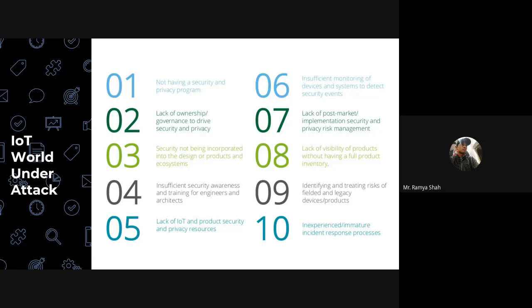Again, one more thing. There should be a question in our mind when we are purchasing. It's using this version of Bluetooth. Are you sure that this is the safer version of Bluetooth? We should be having that question. Because these are the entry points, these are the attack surfaces which criminal minds are targeting. The next is identifying and treating risk of outdated and legacy devices or products.